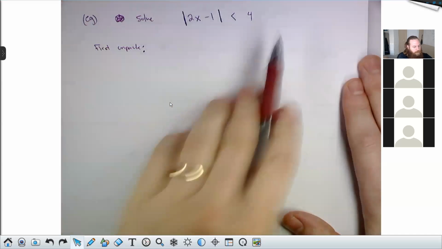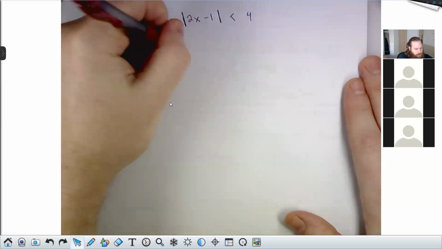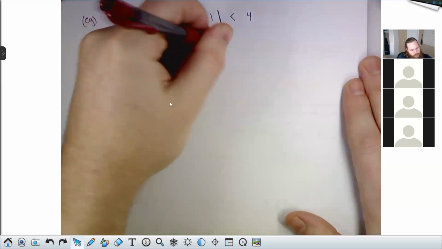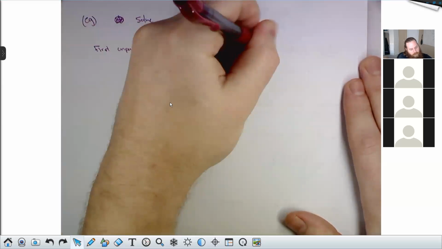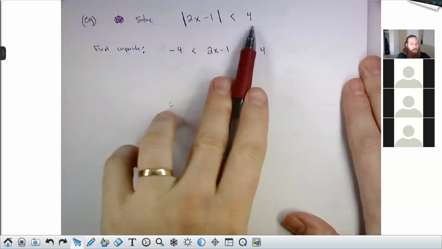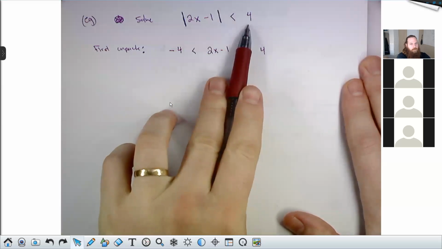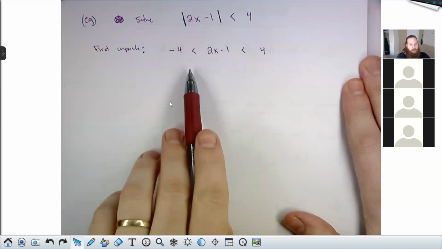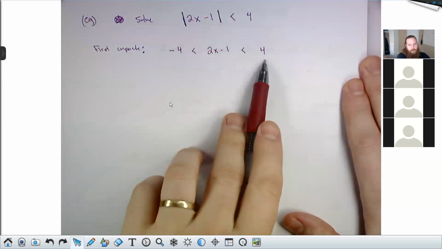So this will unpack according to that first unpacking rule as -4 is less than 2x minus 1 is less than +4, right? The 2x minus 1, that's my stuff. My constant C is 4. So I've got the absolute value of some stuff is less than 4. That will unpack as -4 is less than that stuff is less than +4.